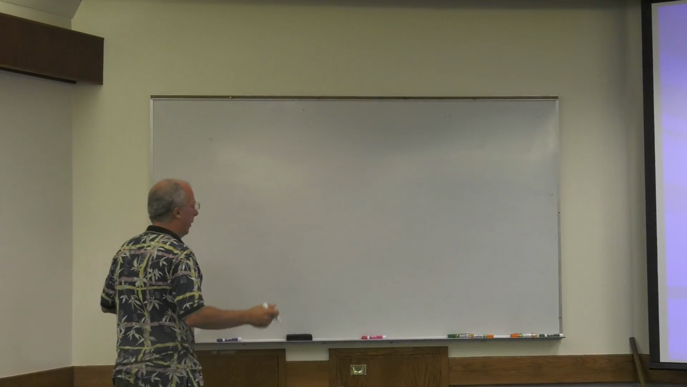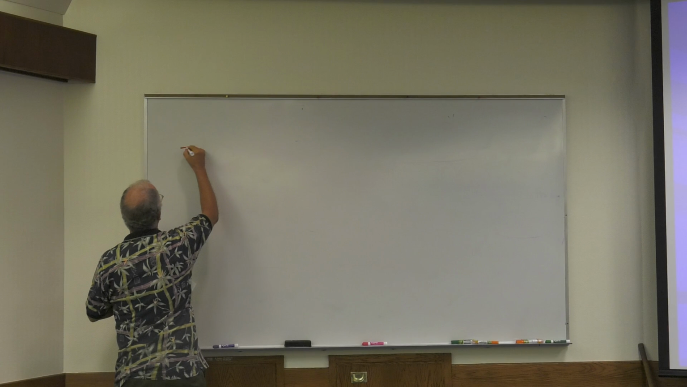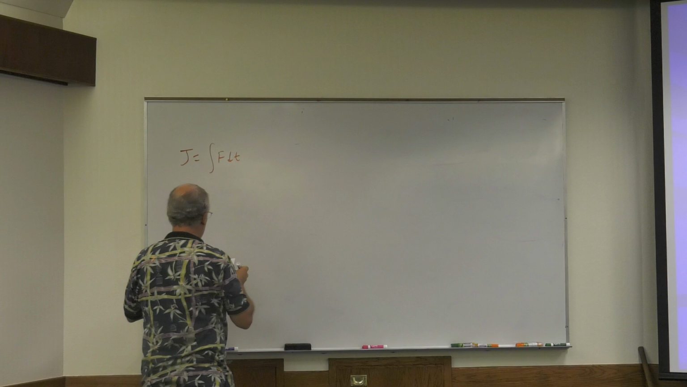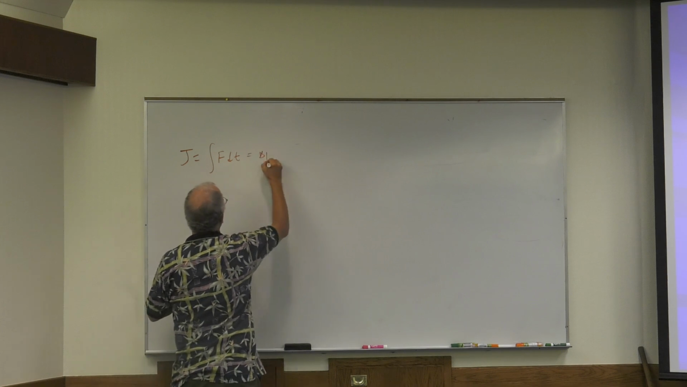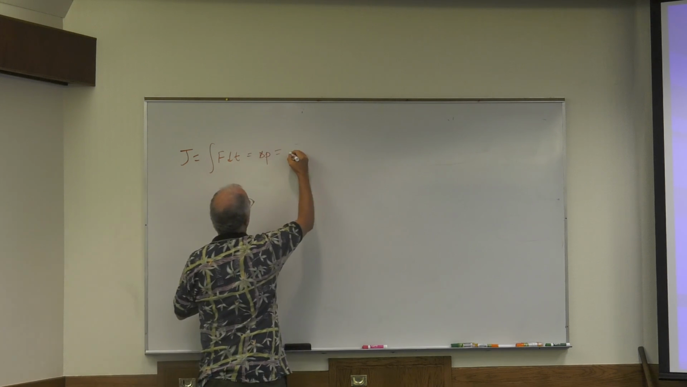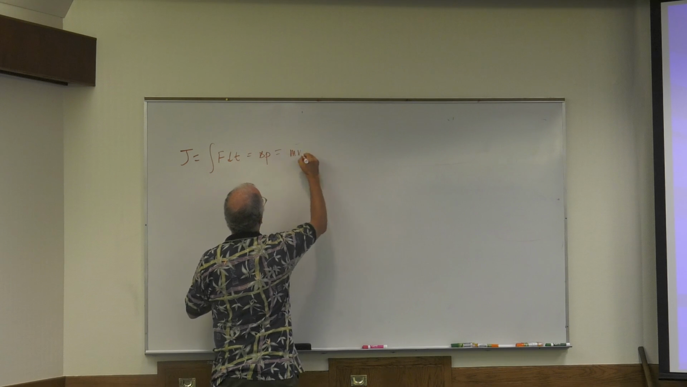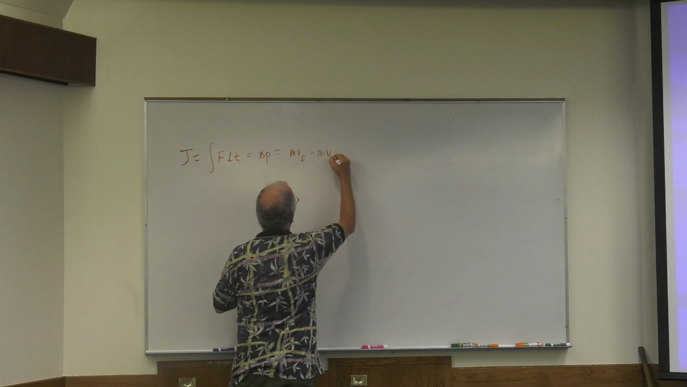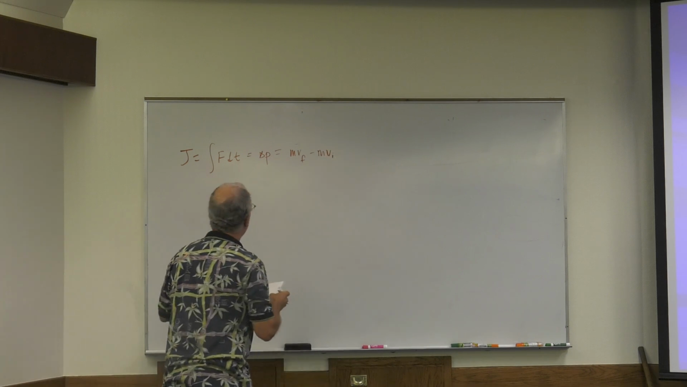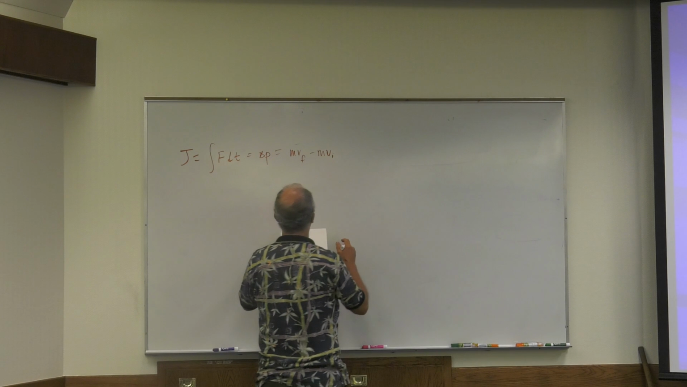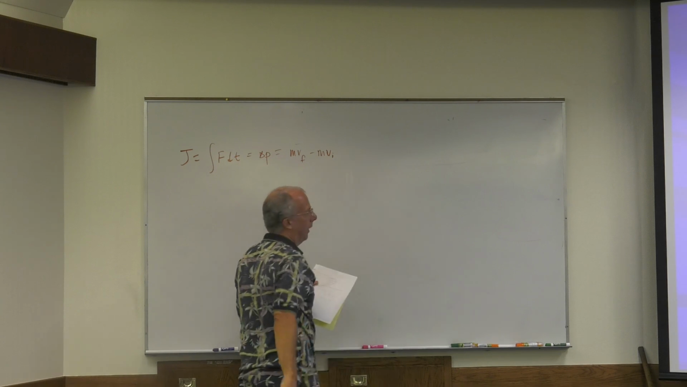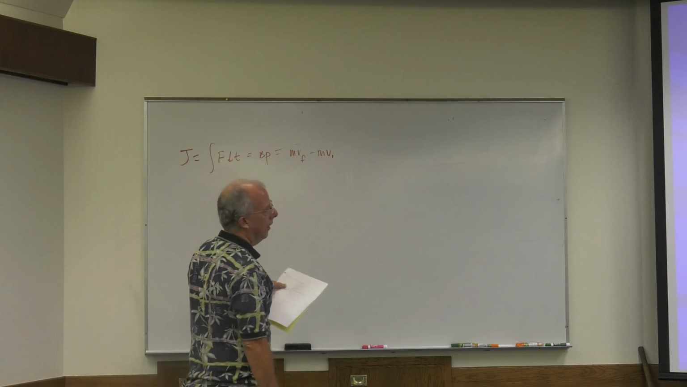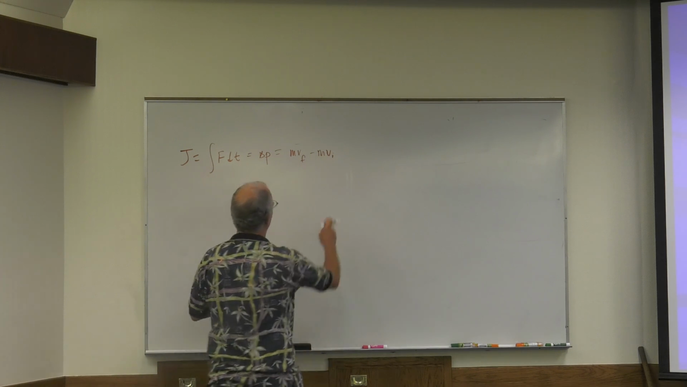Okay, so let's just write down the impulse momentum theorem. J, the impulse, equals the integral of F dt, which is equal to delta P, which is equal to mv final minus mv initial. But what's initial? It's 0. So goodbye.